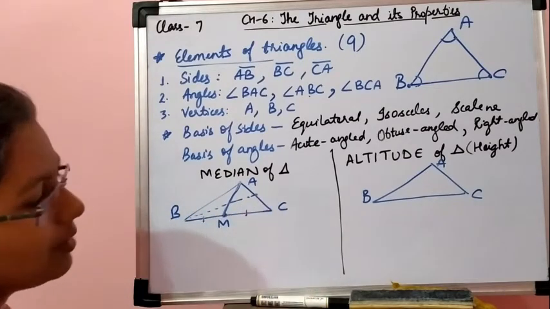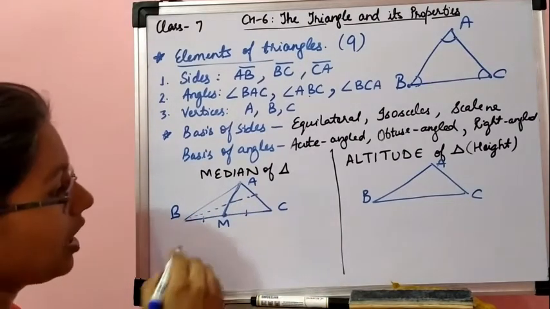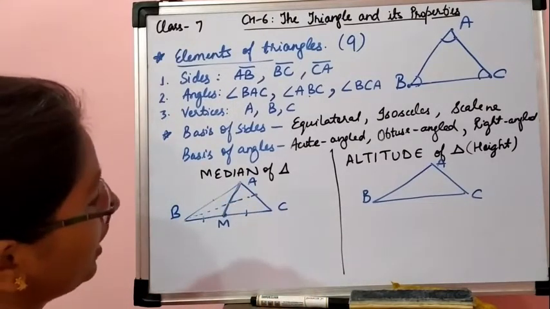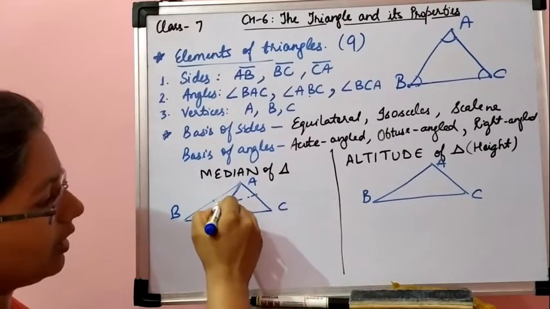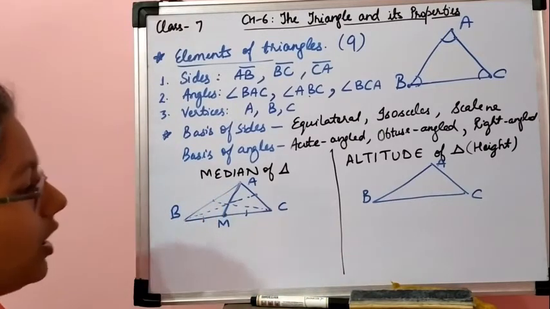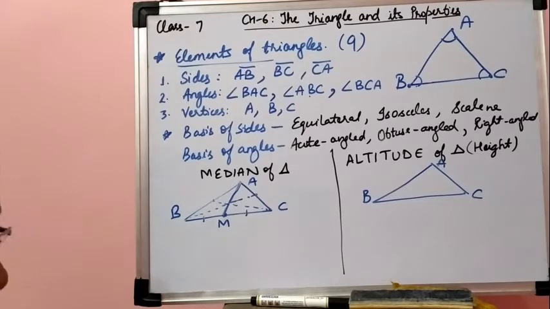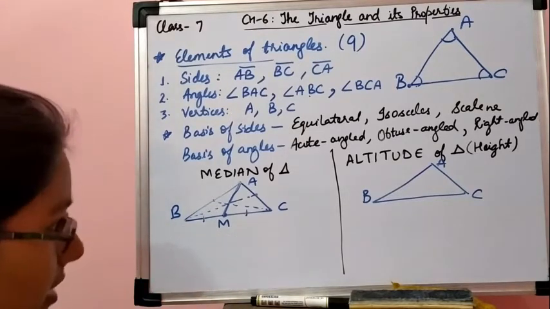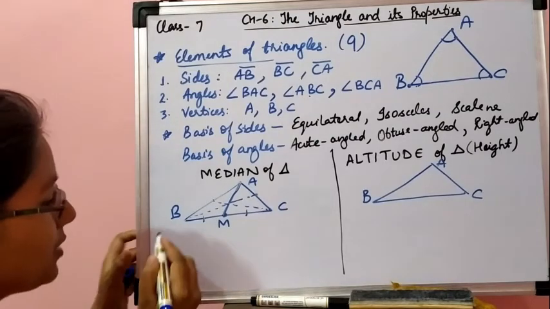Then this will also be a median of the triangle. From C, if I want to make a median, then I can take the midpoint of AB. Then I will connect this. So this is called a median of a triangle. So basically, in a triangle we can have three medians. Median, you have understood. What is a median?